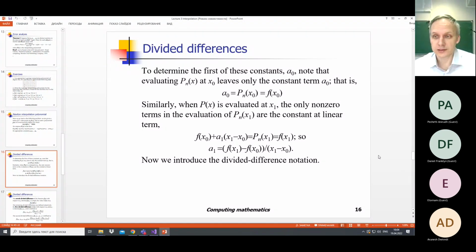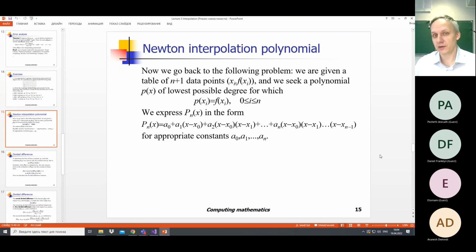We consider another method of how to create an interpolating polynomial, and the problem statement is written here. We have a table of points.